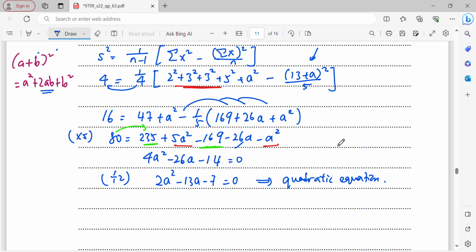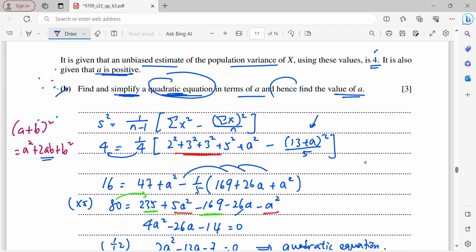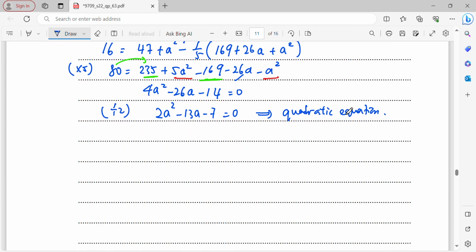Okay, done for the first part. Now, and hence means use the quadratic equation that you have found to get the a value. So now we need to solve this quadratic equation. So this quadratic equation can be factorized into two linear factors. The first is a minus 7, and the second is 2a plus 1. Then from here, a minus 7 equals to 0 means a equals to 7, or 2a plus 1 equals to 0 means your a is negative half.